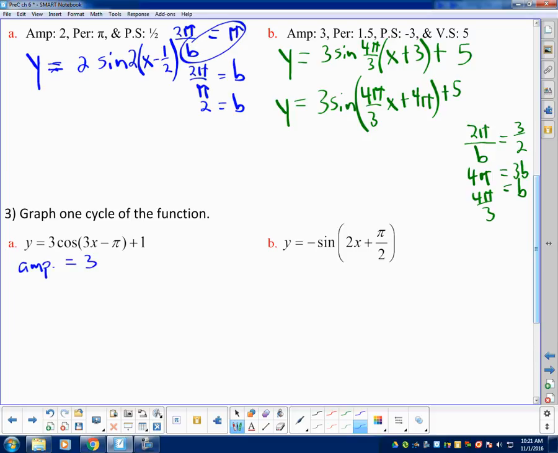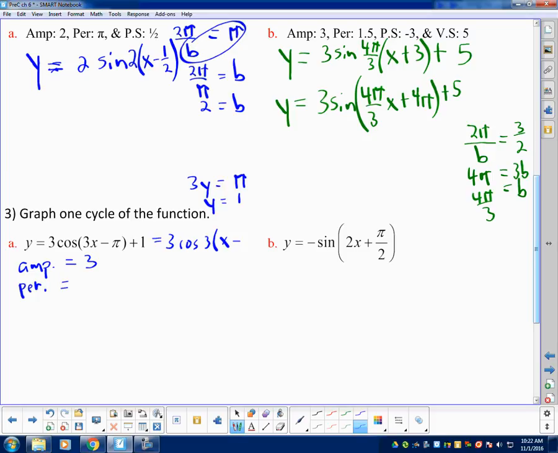Amplitude is 3. The period is equal to, well, we probably should rewrite this as 3 cosine of factor out of 3. I'm left with x minus, question once again is 3 times what equals pi?